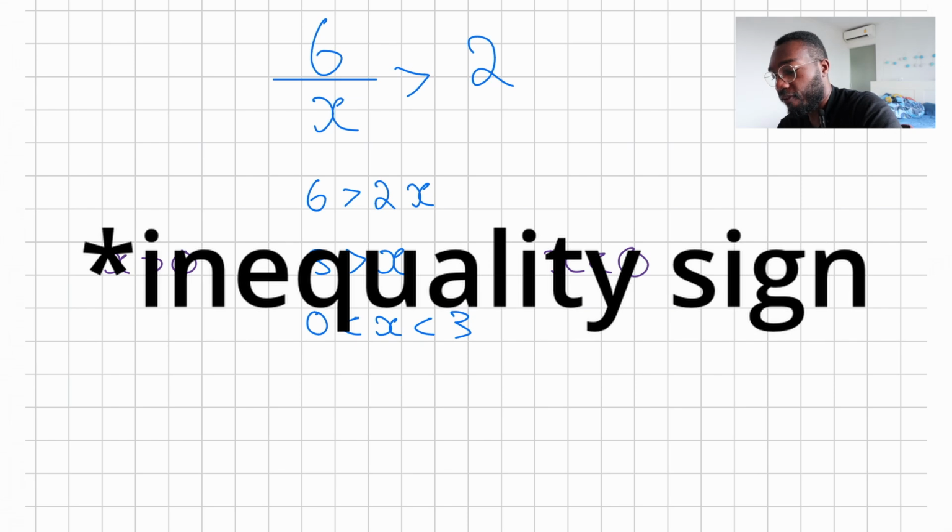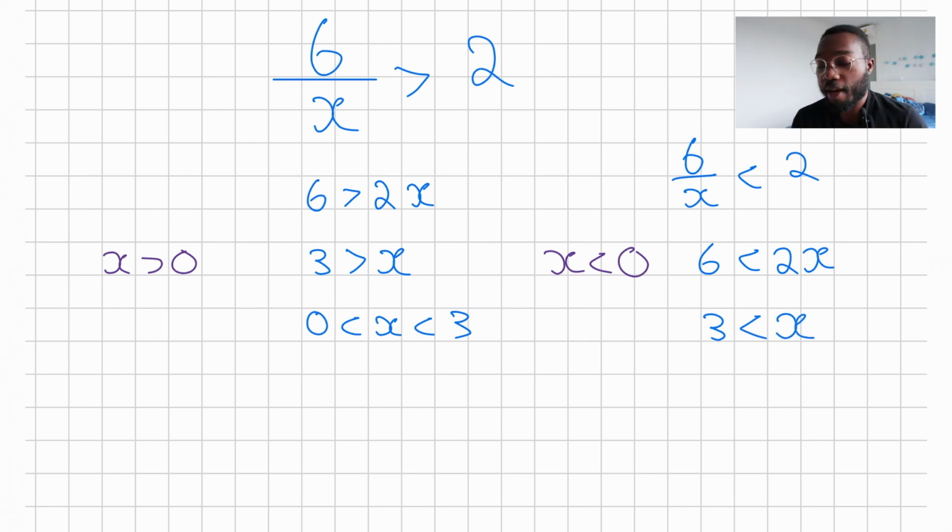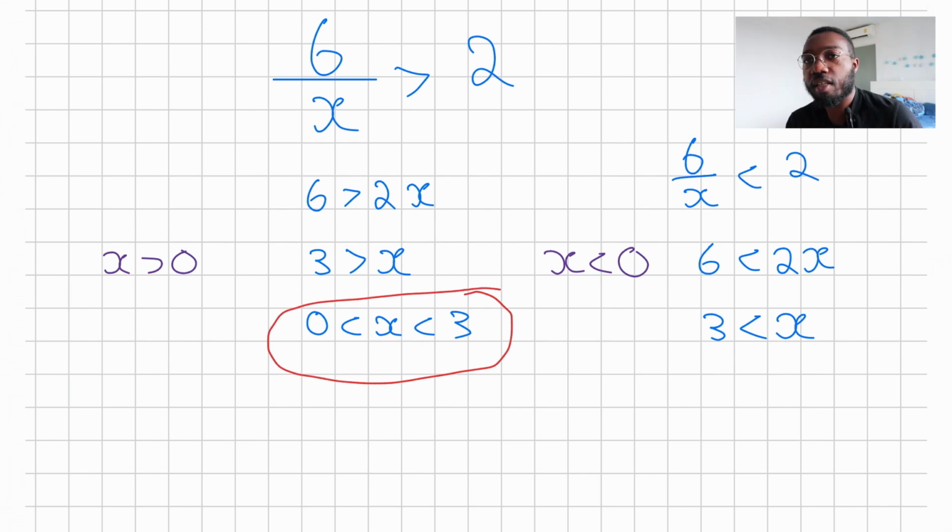So actually, if we consider that x is negative, then we would get 6 over x is less than 2, which would mean that 6 is less than 2x, which would also give us that 3 is less than x. So now we get this solution as well. However, that doesn't make any sense, because if x is supposed to be less than 0, then 3 is less than x, and 3 is a positive number, it's not less than 0, therefore it's not a solution. Therefore, in this question, our answer would just be 0 is less than x, which is less than 3.